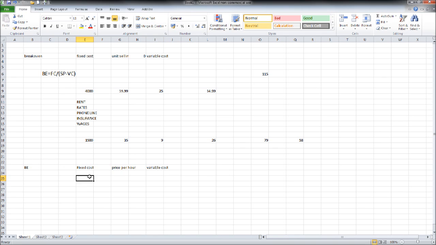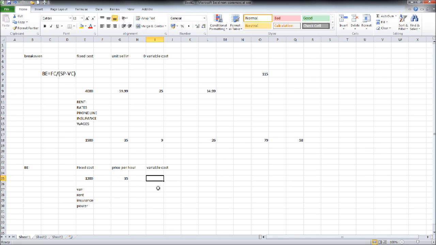So say our fixed cost is £1,200. That could be a monthly payment on a van, say, our rent, insurance, power, and the list could go on. Say we're planning to charge £35 per hour.